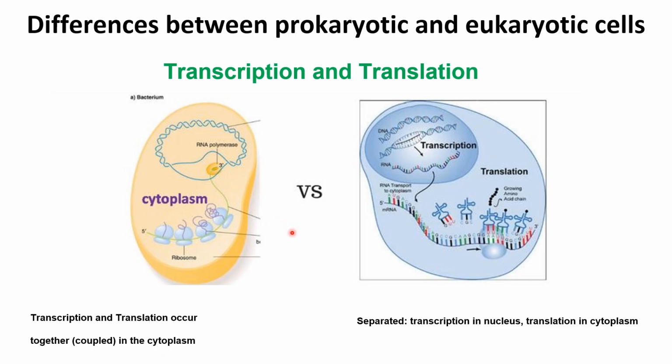In prokaryotic cells, transcription and translation occur together in the cytoplasm. That means these two processes are coupled. But in eukaryotic cells, transcription occurs in the nucleus and translation occurs in the cytoplasm. These two processes occur separately in eukaryotic cells.